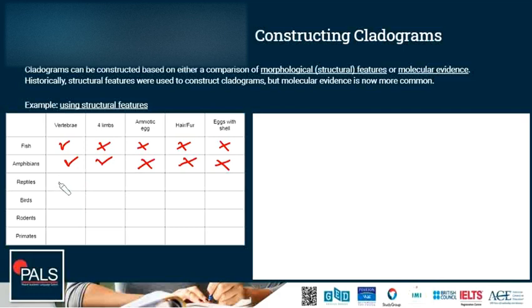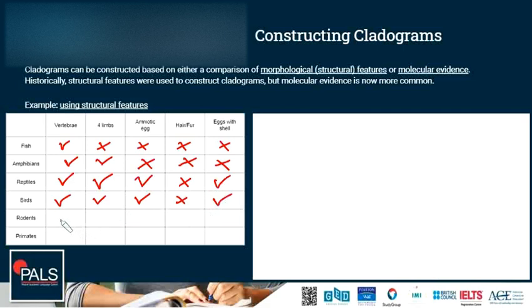Reptiles. Reptiles have vertebrae. Yes. Do they have four limbs? Yes. Do they have amniotic eggs? Yes. Do they have fur? No. Do they lay eggs with shells? Yes. What about birds? Birds have vertebrae. Yes. Four limbs. Yes. Two legs and two wings. Amniotic egg. Yes. Hair and fur. No. Eggs with shells. Yes.